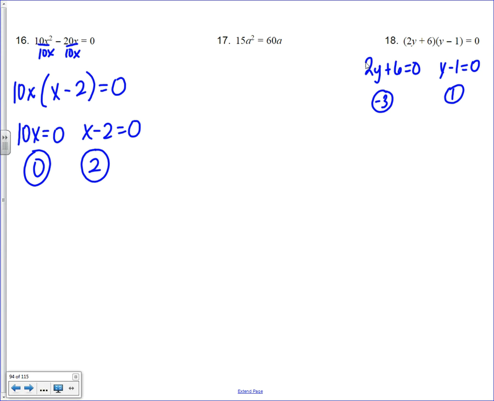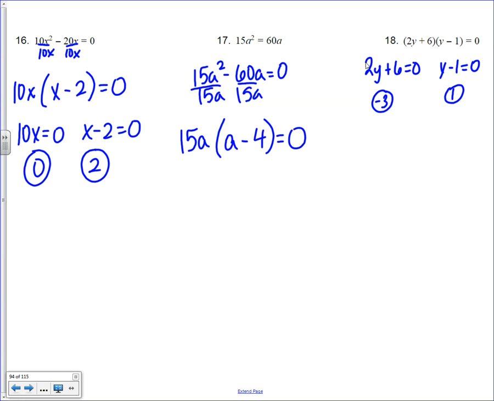Moving over there to number 17, you'll notice again I have an a squared and an a, so I've got to set them equal to 0. I'm going to subtract the 60a over, and my new equation looks something like that. Again, I'm looking for a GCF. In this case, my GCF is going to be 15a. So I'm going to take a 15a out of both of those terms, and I have a minus 4 left. Set your factors equal to 0 and solve them.